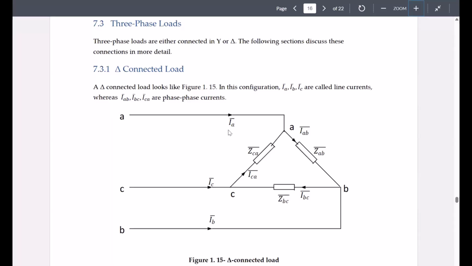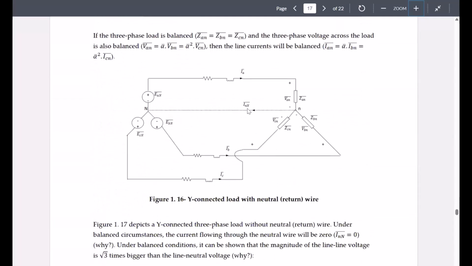Now, what do we call these currents, IA, IB, and IC, that are flowing in the line? These are called the line currents. The currents that are flowing between phases, like IAB, IBC, ICA, are called phase currents. When you're connecting a load in a Y or star fashion, the line current would be the same as the phase current.